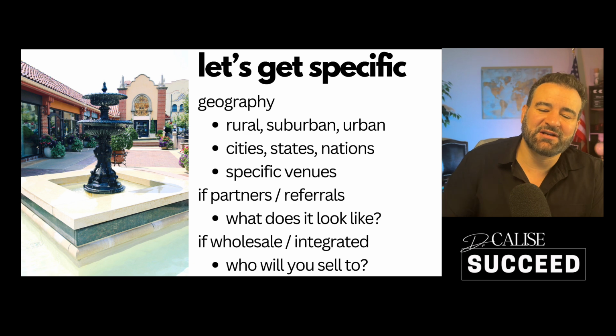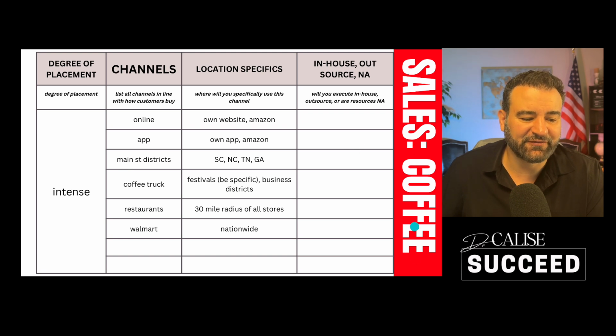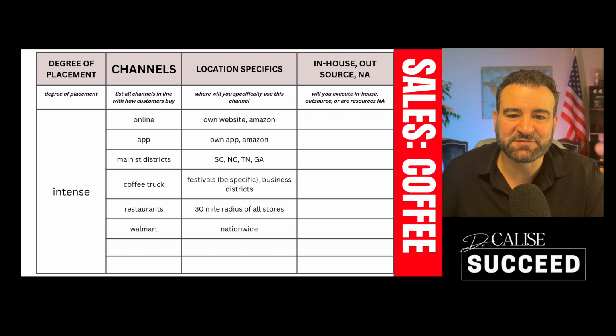This is where we start to get a little more specific. So you look at your channels, and now we want to get more specific. Okay, what does this look like? We'll do our coffee shop example. I want to sell online. Great, what locations? My own website, and I'm going to sell on Amazon. That's what we're talking about, specifics.